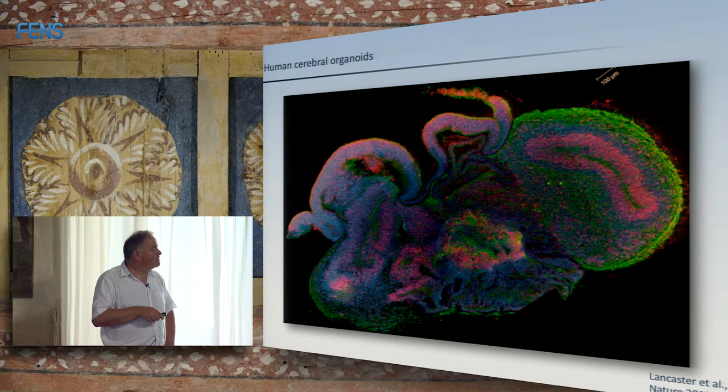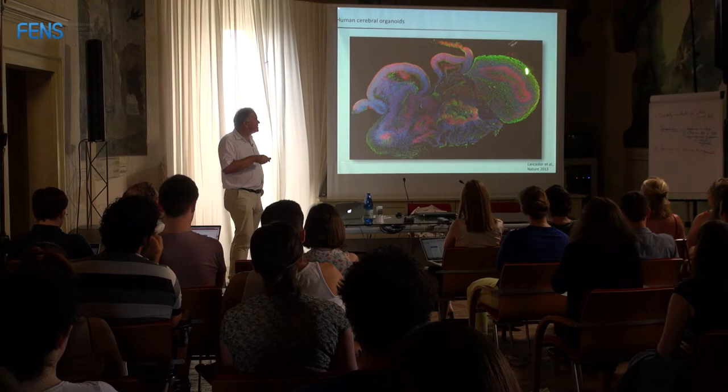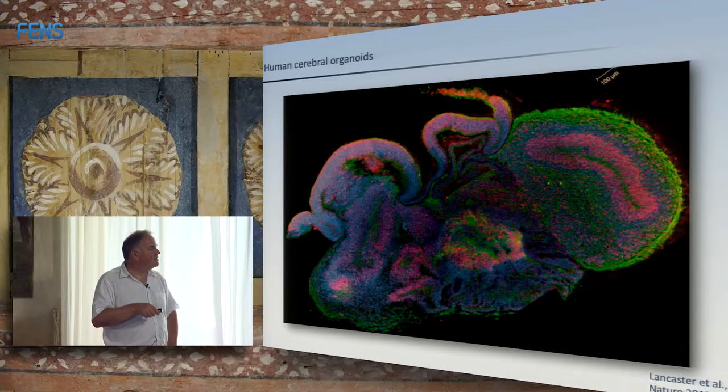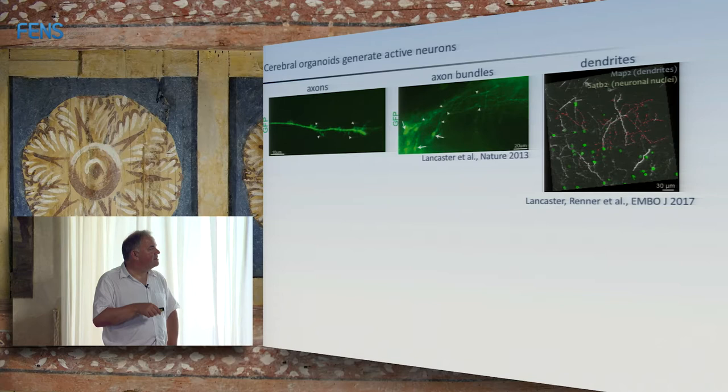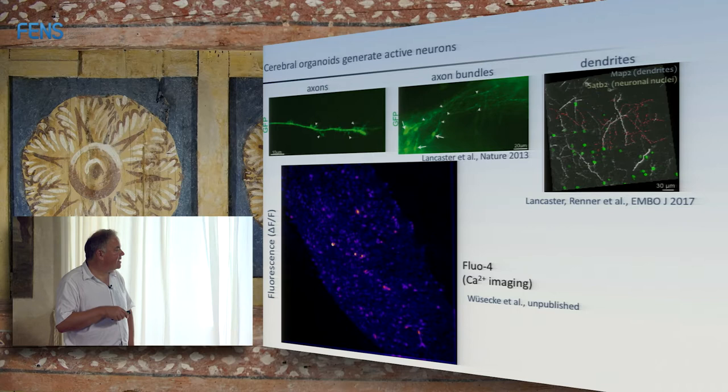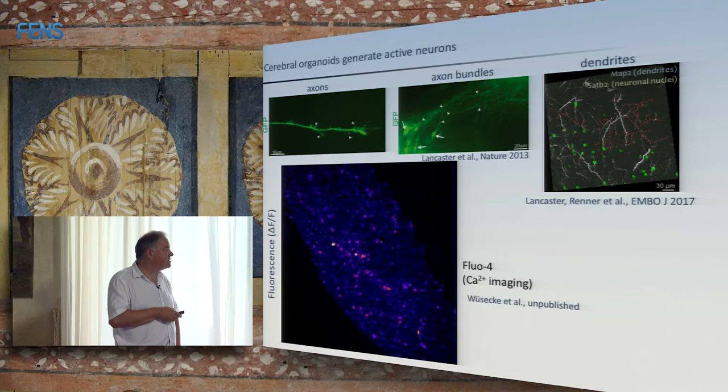This is the cross section, so it's a cerebral organoid. We've seen this before with a ventricular zone and differentiating neurons. We see axons growing out. The axons often bundle together. We see long dendritic trees. One thing that is important to note is that the neurons are actually electrically active. This is a movie that is different from the one we originally had in the paper because we've added BDNF and GDNF to the culture, which actually really improves this.